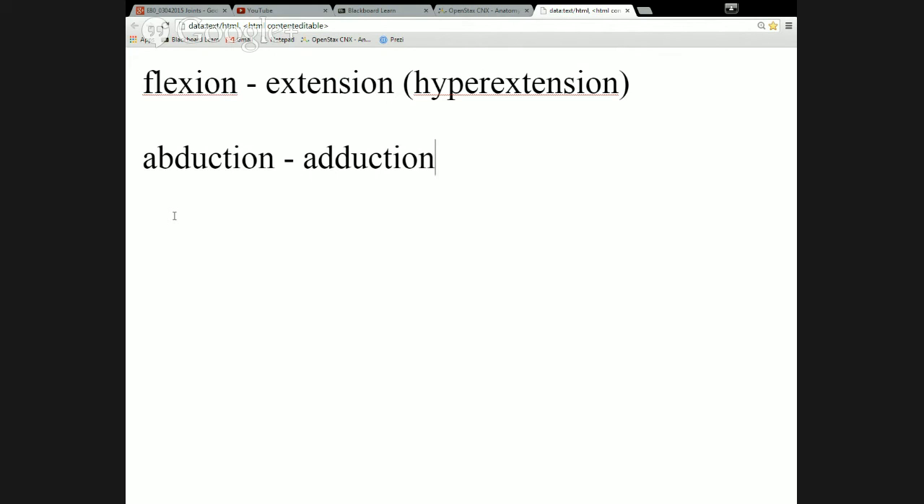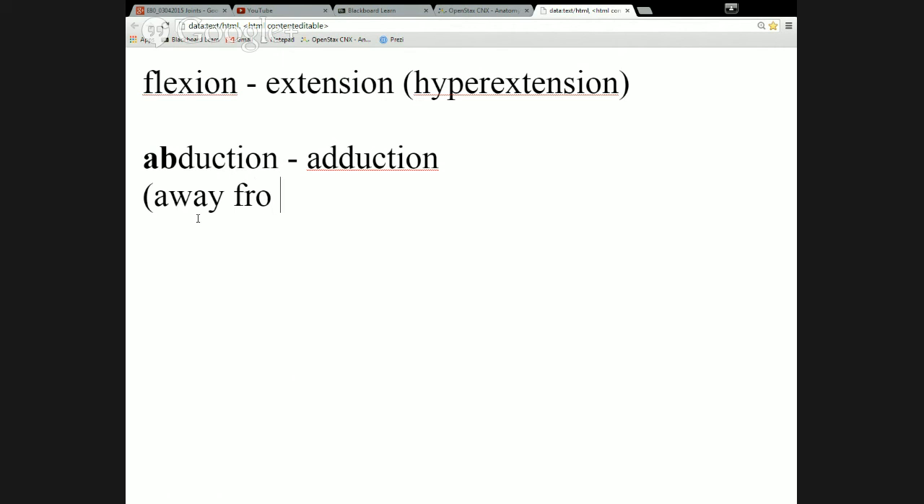The common way to remember that is that abduction is away from the body. Didn't do that right. So away from the body for abduction. Okay. And then, of course, adduction would be the other direction, but it doesn't fit the words perfectly. Okay. There is not a third term for that. We don't have a hyperadduction or something like that, like with hyperextension. But there are those two.